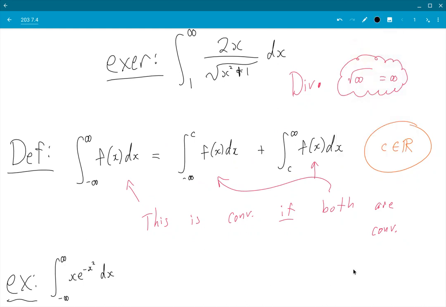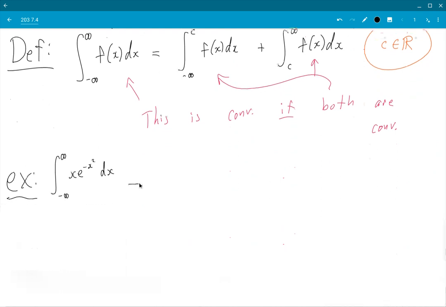Okay, let's look at an example here. So by definition, we go and break this. I'll choose c to be 0 for this example. Wait, I lost my limits. Don't forget your limits. Maybe I'll wait until the next step. Yeah, I should wait until the next step to put my limit in.